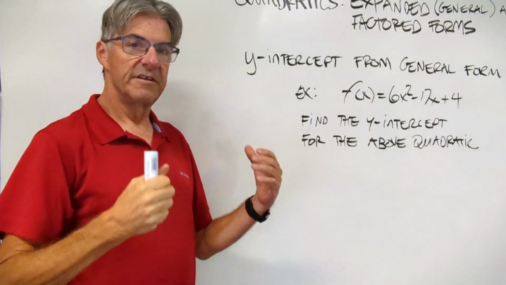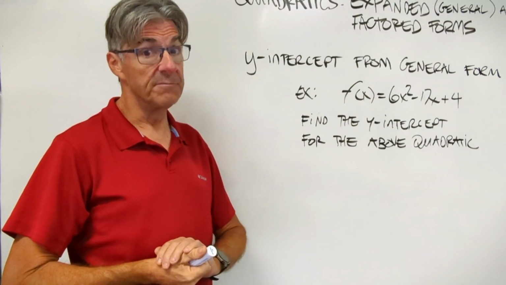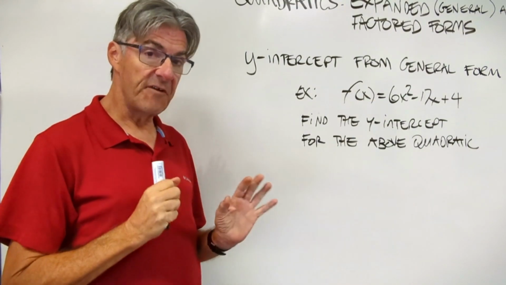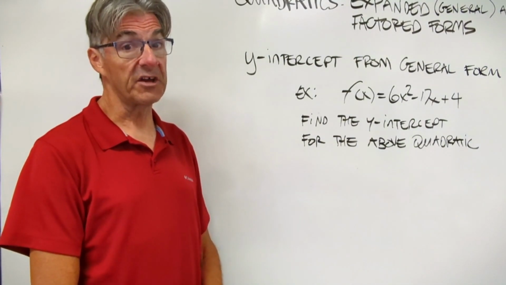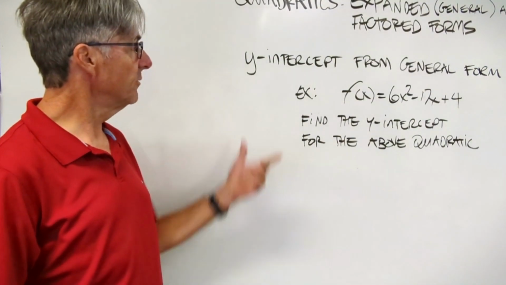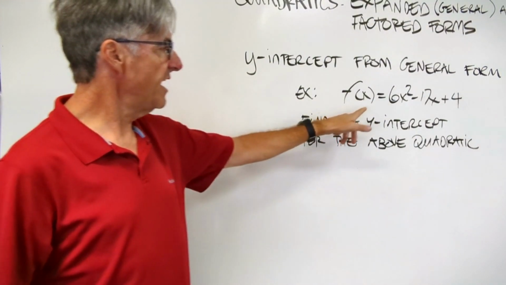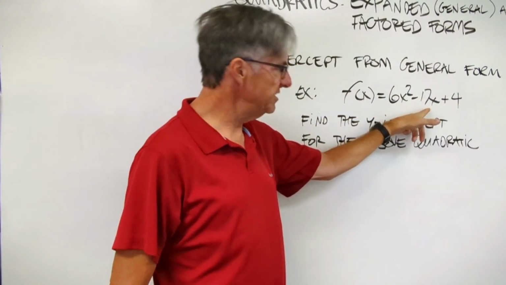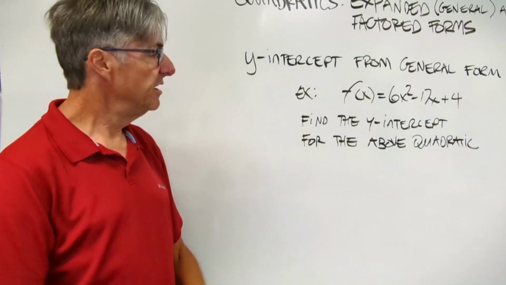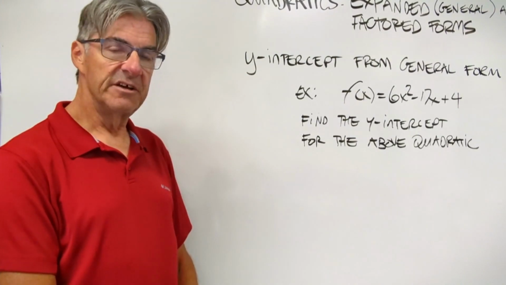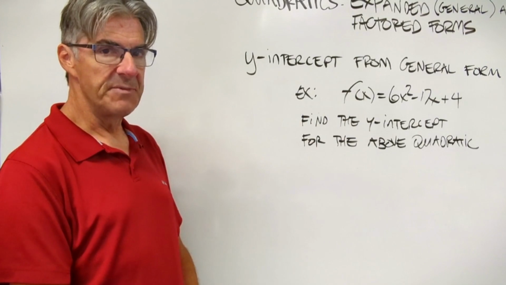All right, now the y-intercept is super easy from general form. So first we're going to find it mathematically, but once we do that, we're going to see that there's a super quick shortcut for that. So here we go. Finding the y-intercept from general form. Here's an example. We've got f(x) = 6x² − 17x + 4. Those coefficients are kind of wonky. It's going to be interesting to find all the various forms. We're probably going to have fractions and things, and it might be ugly.